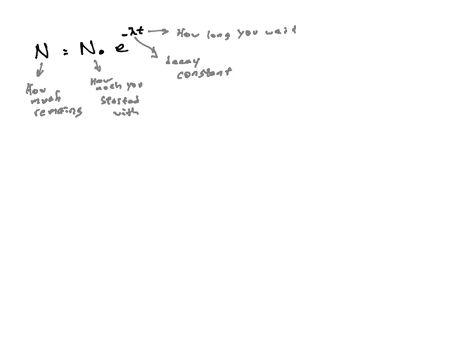What the decay constant represents is where the half-life comes into play. And it comes into play like this. Lambda is equal to a number, 0.693, over the half-life. So T sub 1/2 is the way you write half-life.